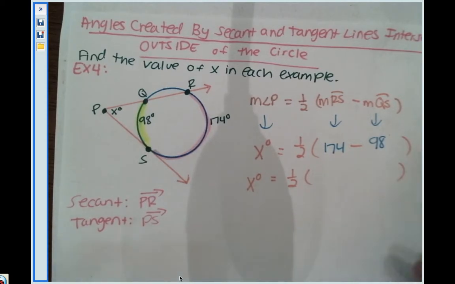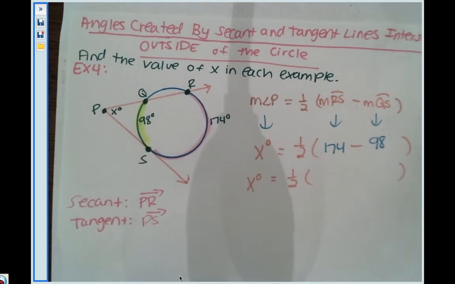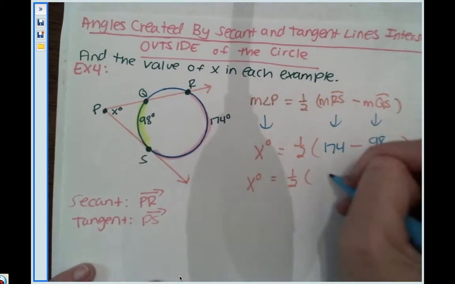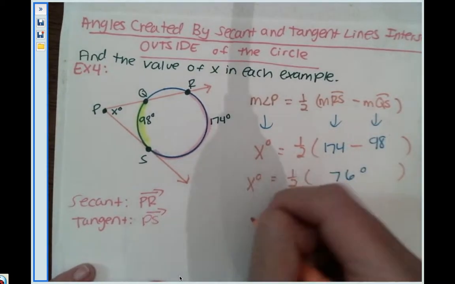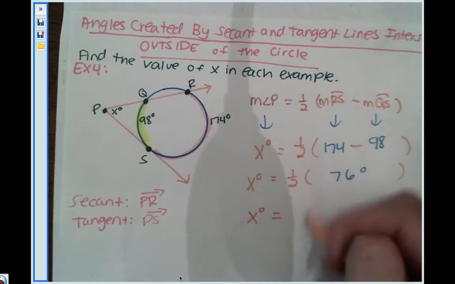I like to do mental math if I can. 174 is much easier to subtract by 100 than 98. So I'm going to subtract 100 and then use the difference to finish my answer. So 174 minus 100 is 74, but I should be 2 higher than that since 98 is 2 less than 100. So 74 plus 2 is 76 degrees. And then half of 76 degrees would be 38 degrees.